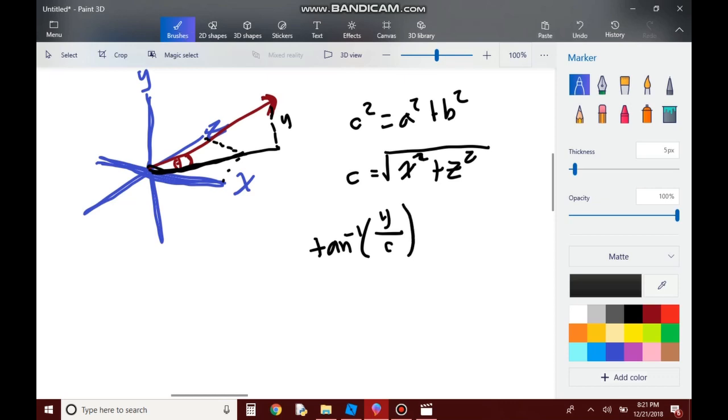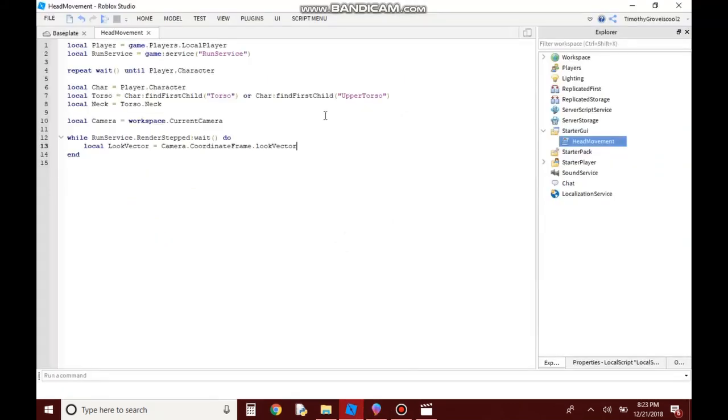Alright, so let's get back to the script now that I've explained it. Now that I went over how to get the adjacent side of the triangle in the look vector, we can go back to finding the angle. So what we need to do is find the adjacent side, or c, in what I just explained, which we can find by using the Pythagorean theorem. So math.sqrt, and then we have look vector.x squared plus look vector.z squared. That's the adjacent side. The opposite side is going to be the y component.